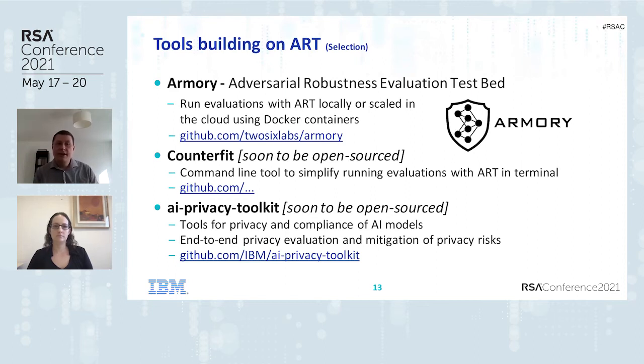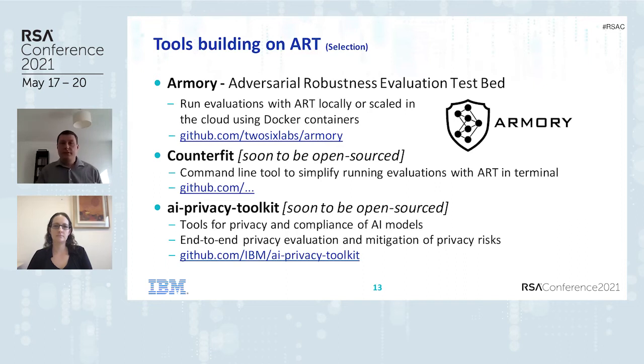A very interesting and exciting new open source project is Counterfeit, which is soon to be open source. It's a command line tool to simplify running evaluations with ART in your local terminal. We have seen some previews and we find them very exciting. So be on the lookout on GitHub when it will be released soon. The third one is the AI Privacy Toolkit, which will also be soon available open source. It will provide tools for privacy and compliance of AI models and provide end-to-end privacy evaluation and mitigation of privacy risks. It will be available in the IBM workspace on GitHub.